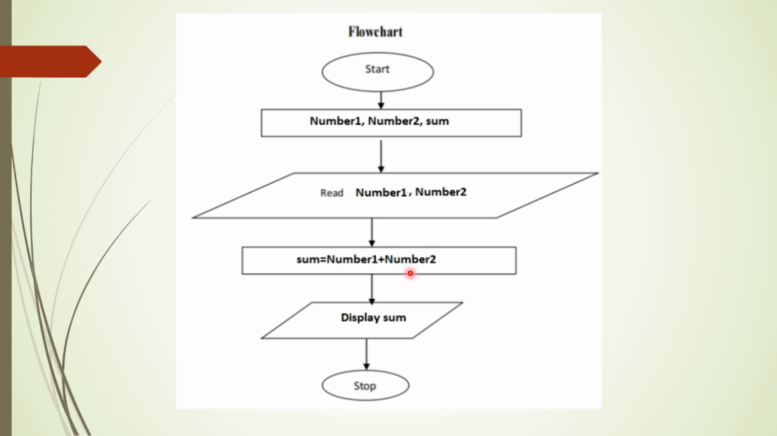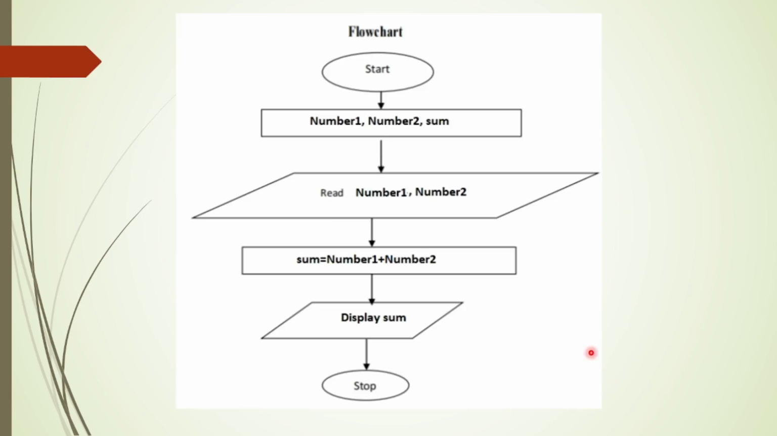The next is processing. What processing am I doing? I'm just adding two numbers and storing the result in the third data variable, that is sum. Now finally I'm going to display. The result is in sum, so I'm displaying it. Display sum, and the shape I have used is again the parallelogram. And finally I'm going to stop it. So this is a simple algorithm as well as the flowchart to add two numbers.